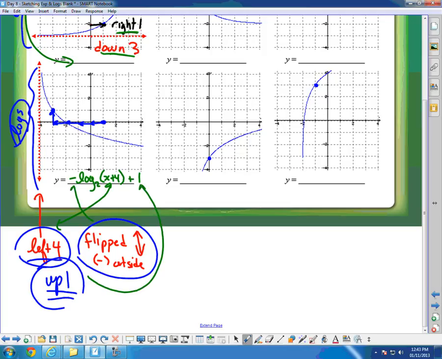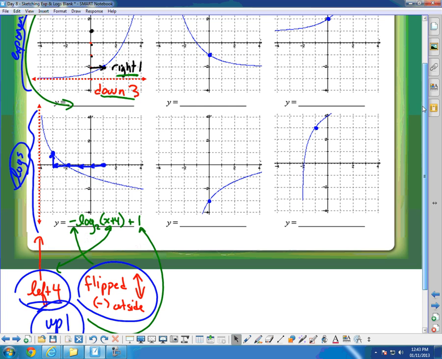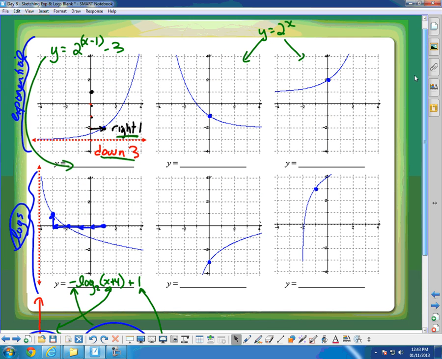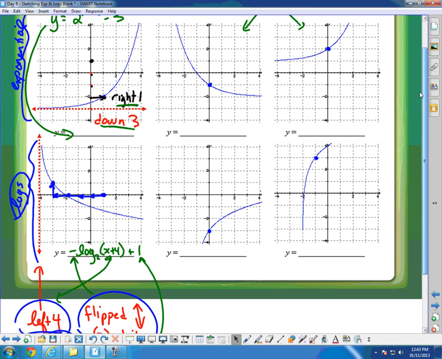So I've got the flip here in the negative. I got the left 4, so it's plus 4 inside the function, and then a plus 1 at the end to tell me it moves up. So now you've seen examples on how to do the exponential and logarithmic function and come up with the equations.